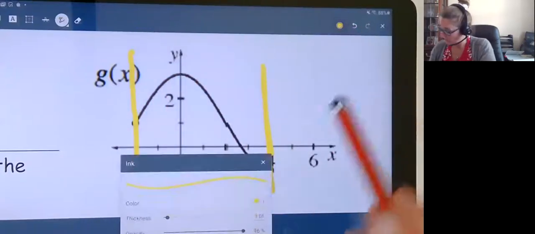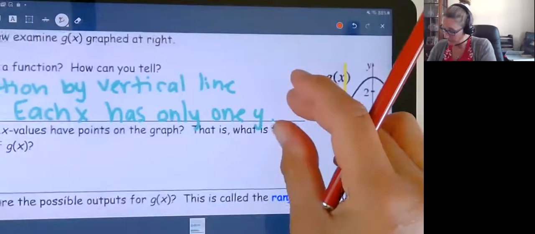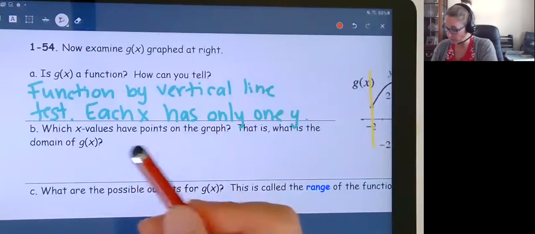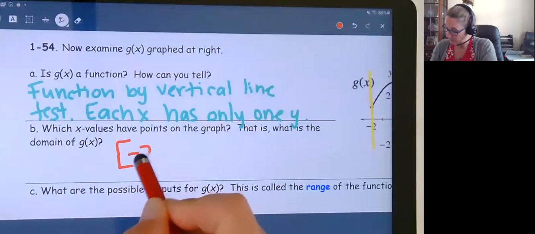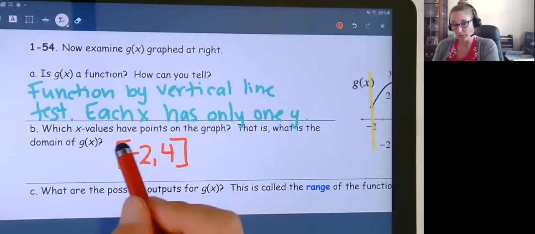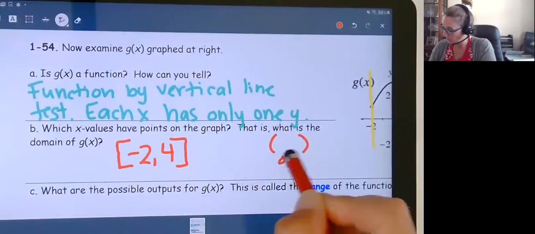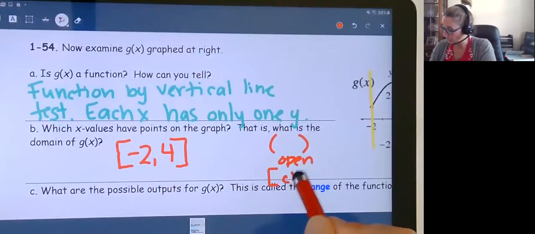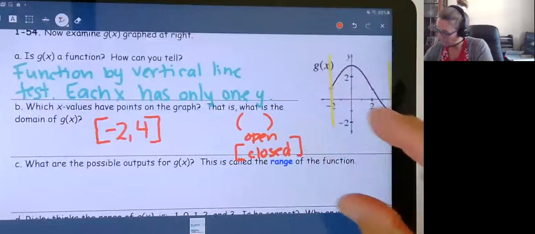So what that means is when we're doing domain, or range, if the endpoints are on the graph, it's a closed circle, they're included, and you're going to use a square bracket. This was from -2 to 4, square bracket. If it had been an open circle, I would use a parenthesis. You can have open on one side and closed on the other.